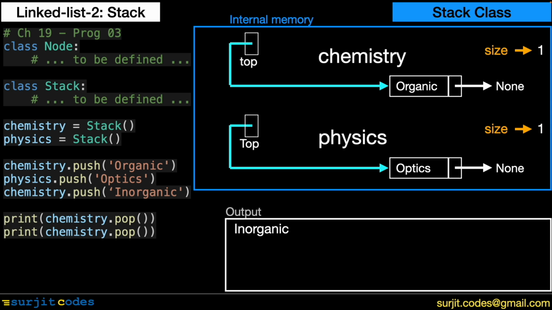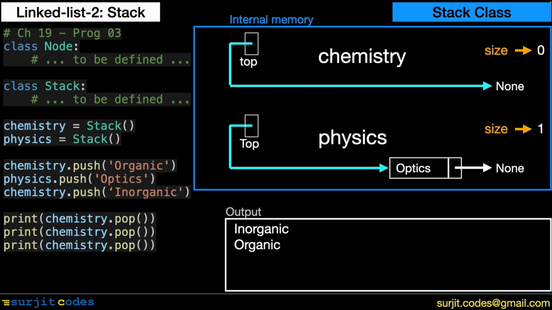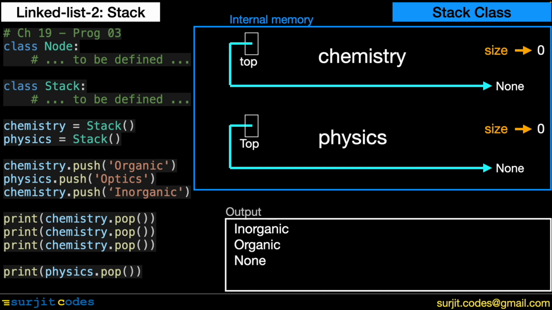The next pop operation removes the organic book from the chemistry stack and we print this also. The third pop attempt from the chemistry stack returns none for printing and the stack size remains 0. Performing a pop operation on the physics stack pops out the optics book. At this point, both the stacks are empty with their sizes at 0.